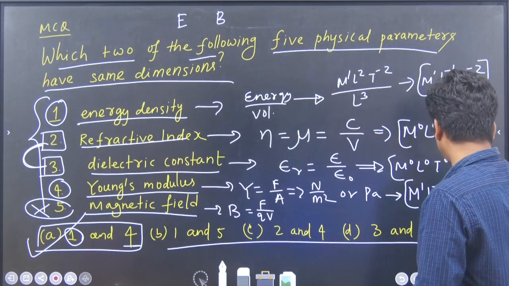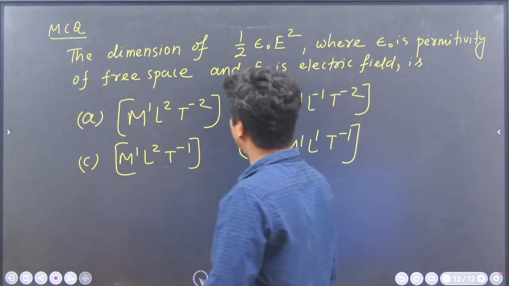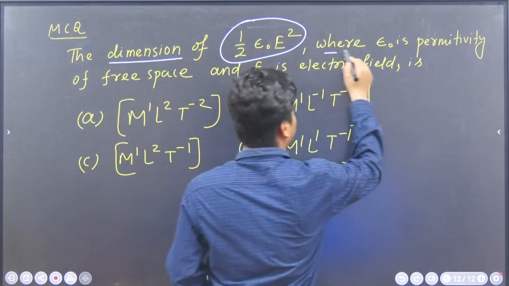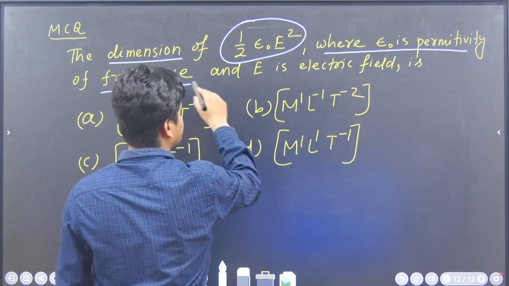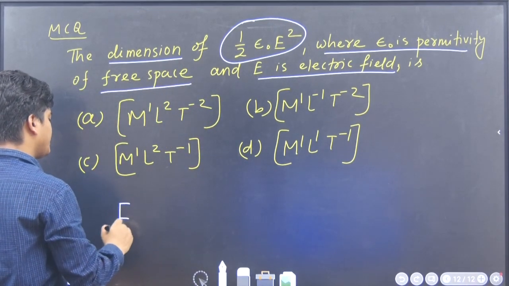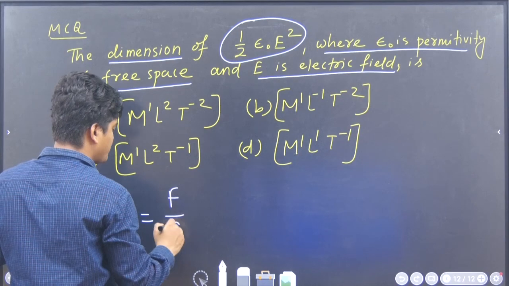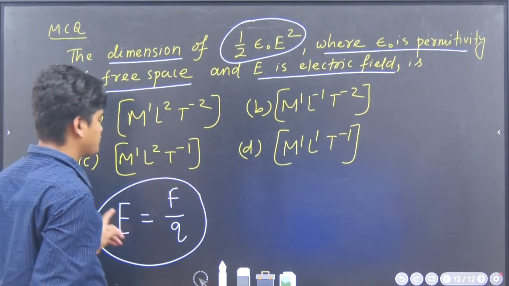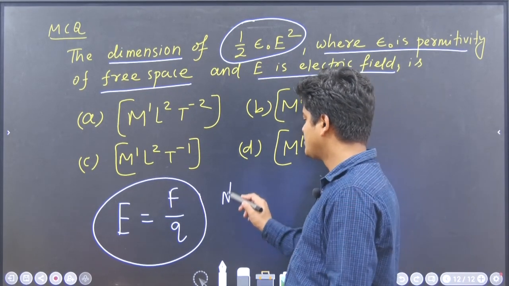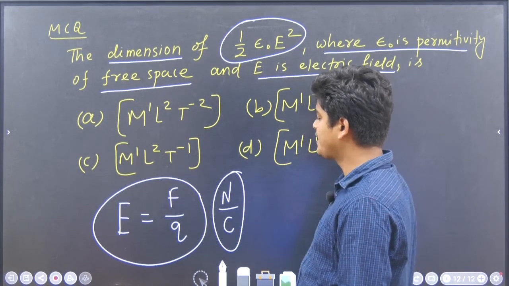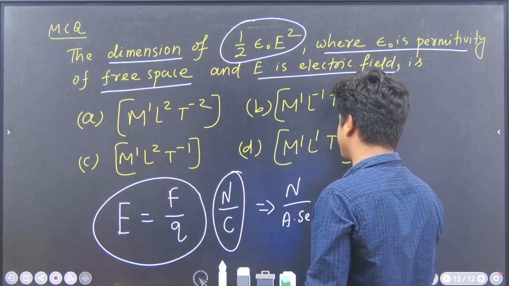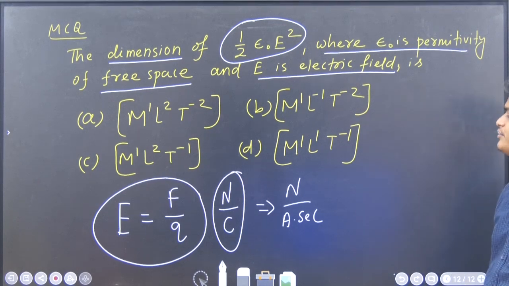Now we will go to the next question here. It asks for the dimension of half epsilon naught E square, where epsilon naught is the permittivity of free space and E is basically the electric field. Okay. So electric field we did not study. Remember electric field is nothing but force by charge. We did not study it, later we will check this in electrostatics. Force by charge, or you can write basically it is Newton by Coulomb, the electric field. So Newton by ampere into second, this you can do. So this is the electric field unit.